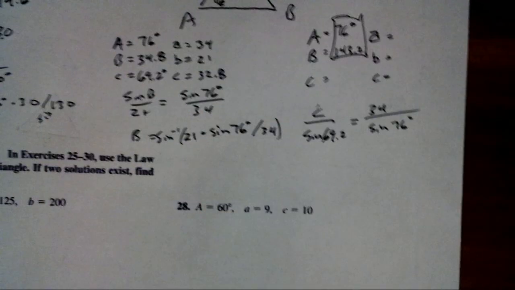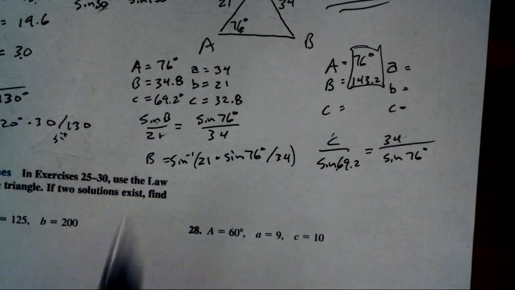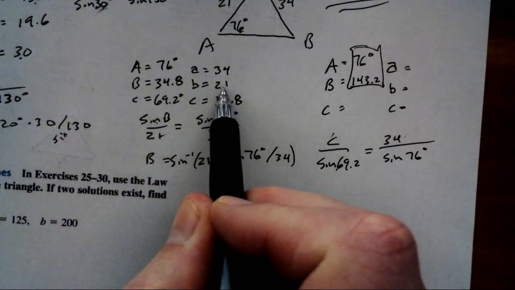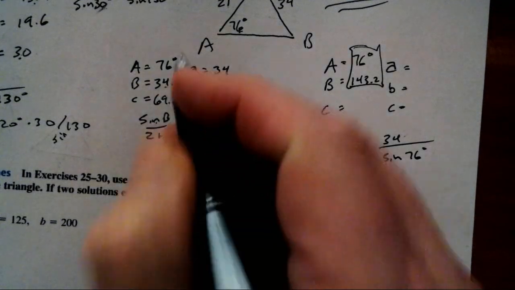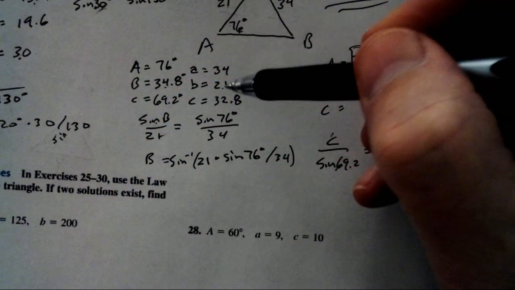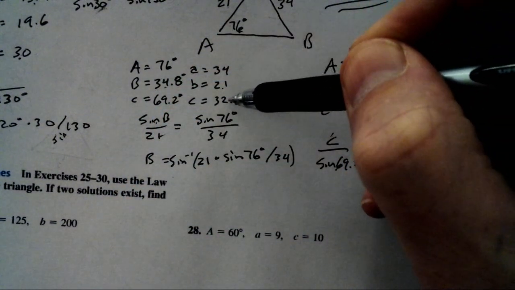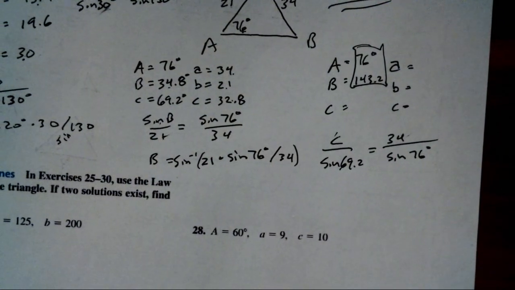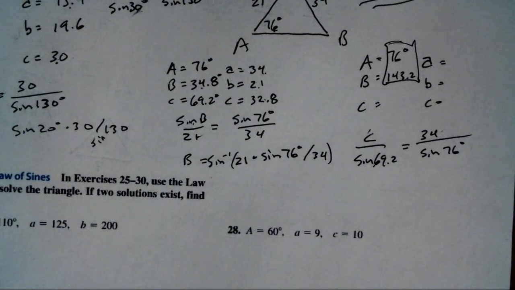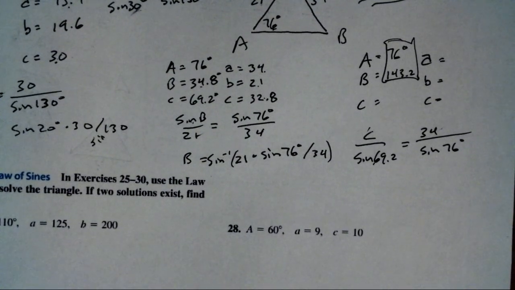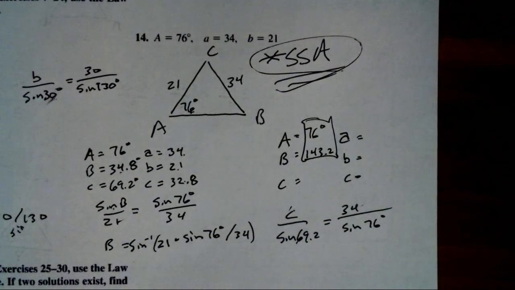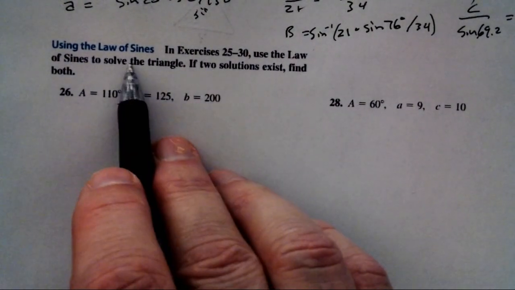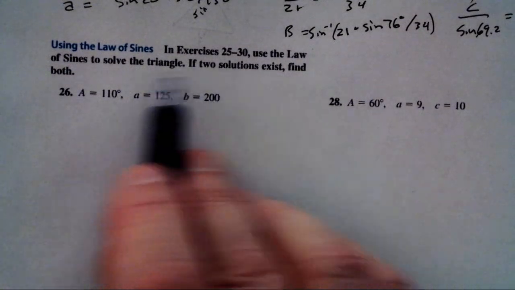So I do my two quick tests. Biggest side 34, biggest angle 76, smallest side 21, smallest angle 34.8. And two small sides, 21 and 32, add up to be more than 34. I feel pretty comfortable. That won't catch all errors, but that should catch some errors. So we have to be alert on side-side angle problems. And now we really do, because they say use law of sines to solve. If two solutions exist, find both.